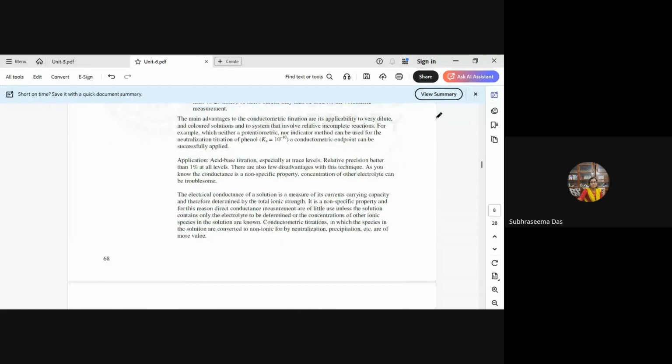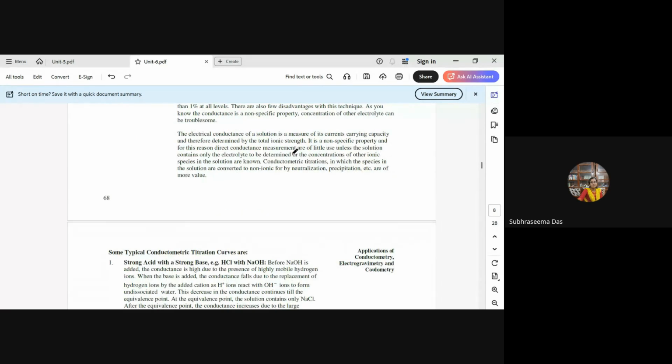The main advantages of conductometric titration are its applicability to very dilute and colored solutions, and to systems that involve relatively incomplete reactions. For example, where neither a potentiometric nor an indicator method can be used, a conductometric endpoint can be successfully applied. For acid-base titration, especially at trace levels, conductometric titrations can be applied.